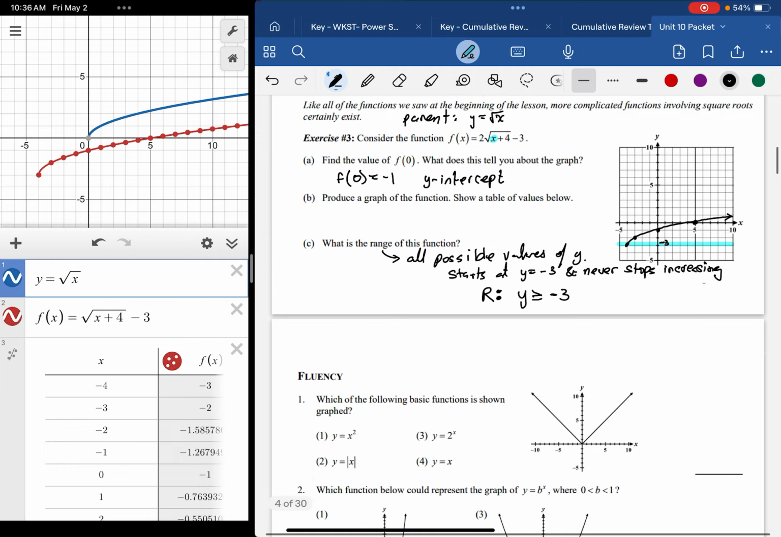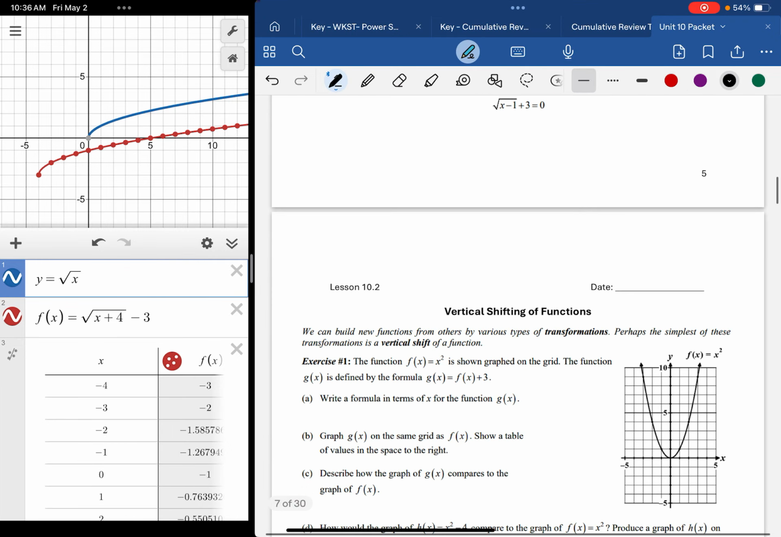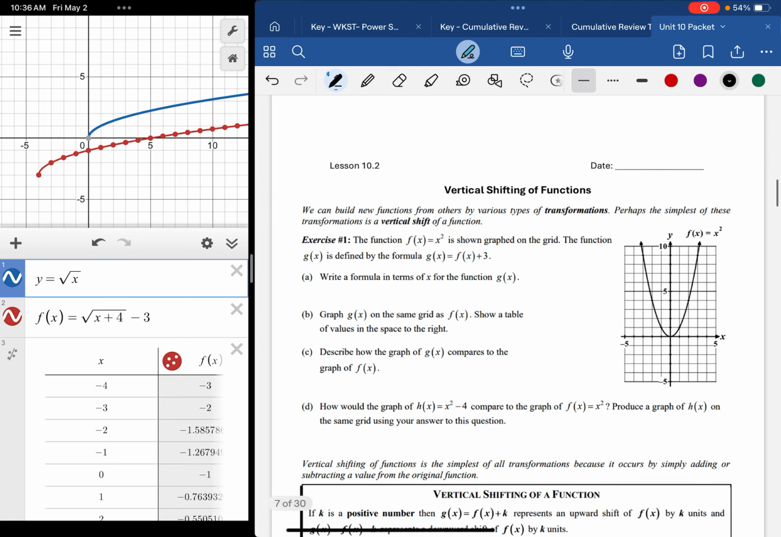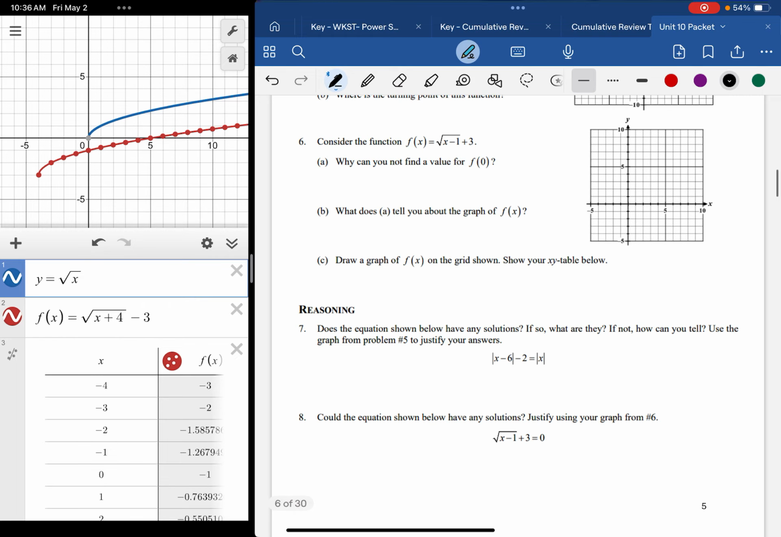All right. So now you should be able to move on to the fluency, and then if you have time and you want to look at it, you can start looking at page 6 too. But really, the idea is for you to get through page 5 today.